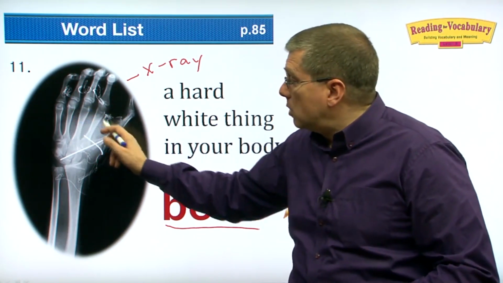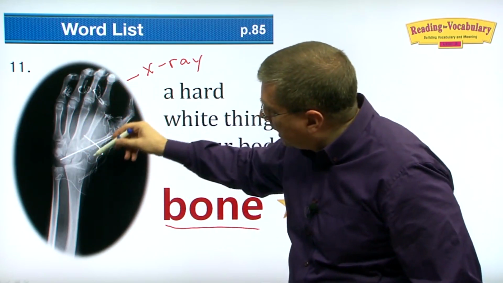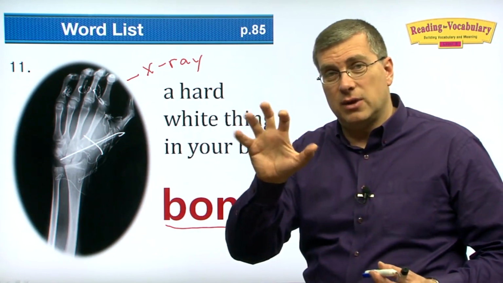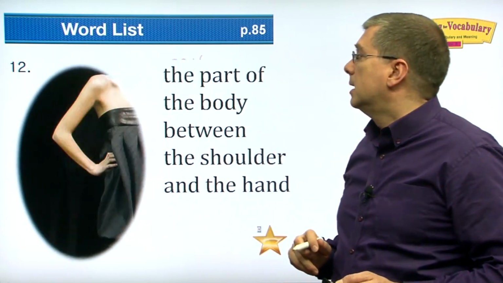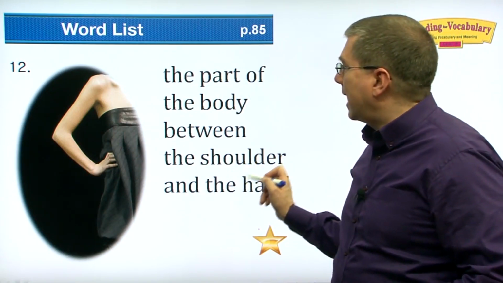You have many bones. This is your hand, right? Look at how many bones are in your hand. There are so many bones in just your hand if you think about it. Okay? 12. The part of the body between the shoulder and the hand.